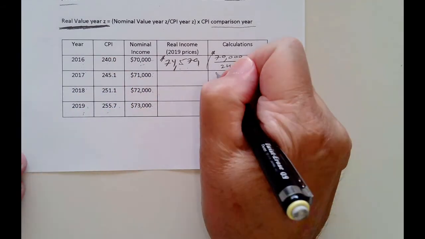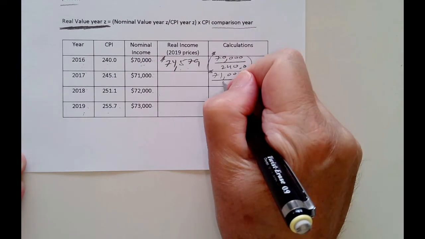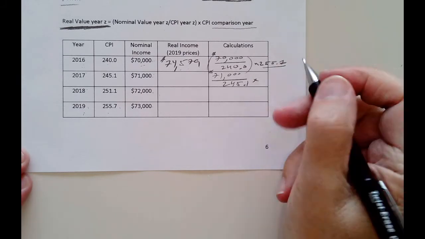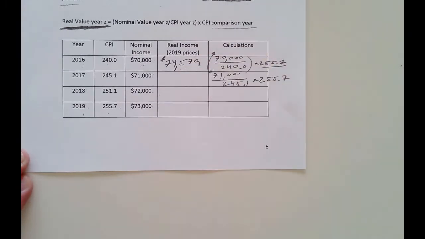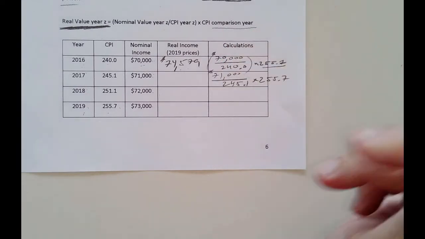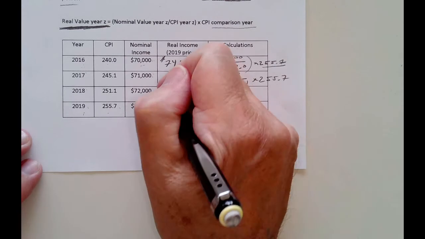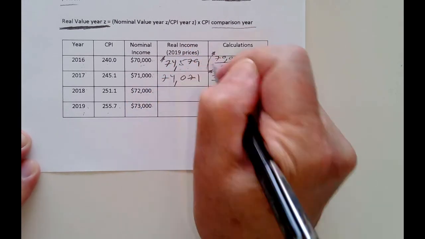Do the next one. You take 71,000. Keep the dollar sign there. You divide by its CPI, which is 245.1, and then I times by the same number up here. If I times by a different number, then I'm doing nothing. I've got to times by the same comparison year because I want to change all these nominal values into what they could buy in 2019. So you take 71,000, divide that by 245.1, times that by 255.7, and I got $74,007, and I round up to a dollar there.